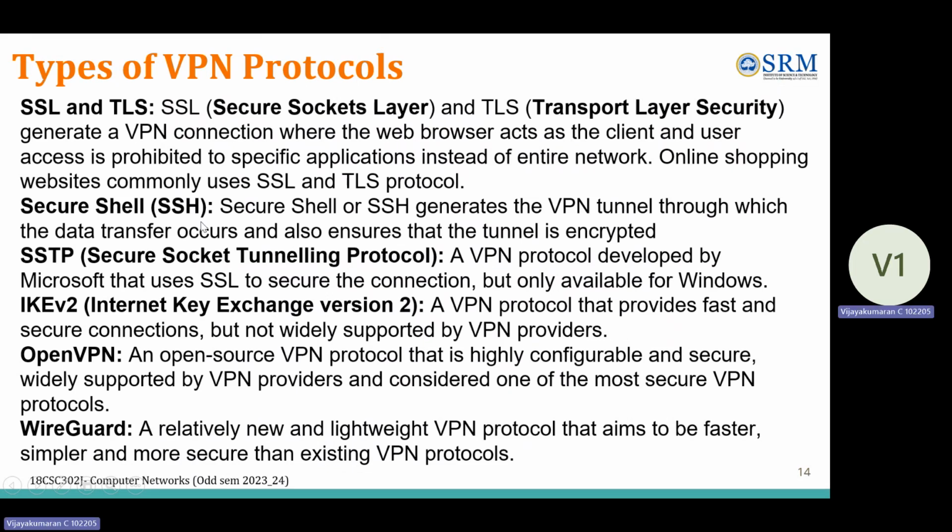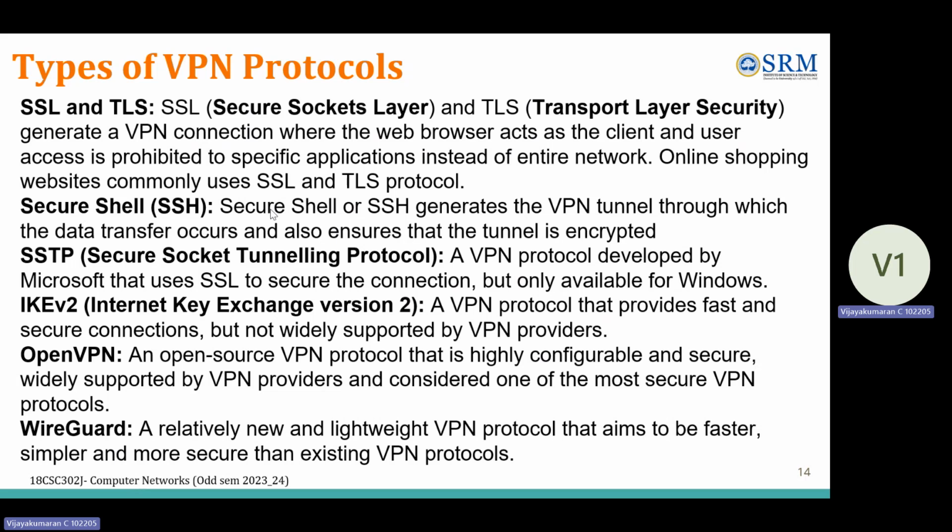Then SSL and TLS are another type of protocols used in the VPN scenario. SSL is Secure Socket Layer. TLS is Transport Layer Security. This generates the VPN connection where the web browser acts as the client. I told you, one of the types of VPN is the web browser based VPN, so we can directly access the VPN through web browsers. It uses the Secure Socket Layer and the Transport Layer Security to create the tunnels and encrypt the messages exchanged between the tunnels. So for that, we are using the SSL and TLS protocols.